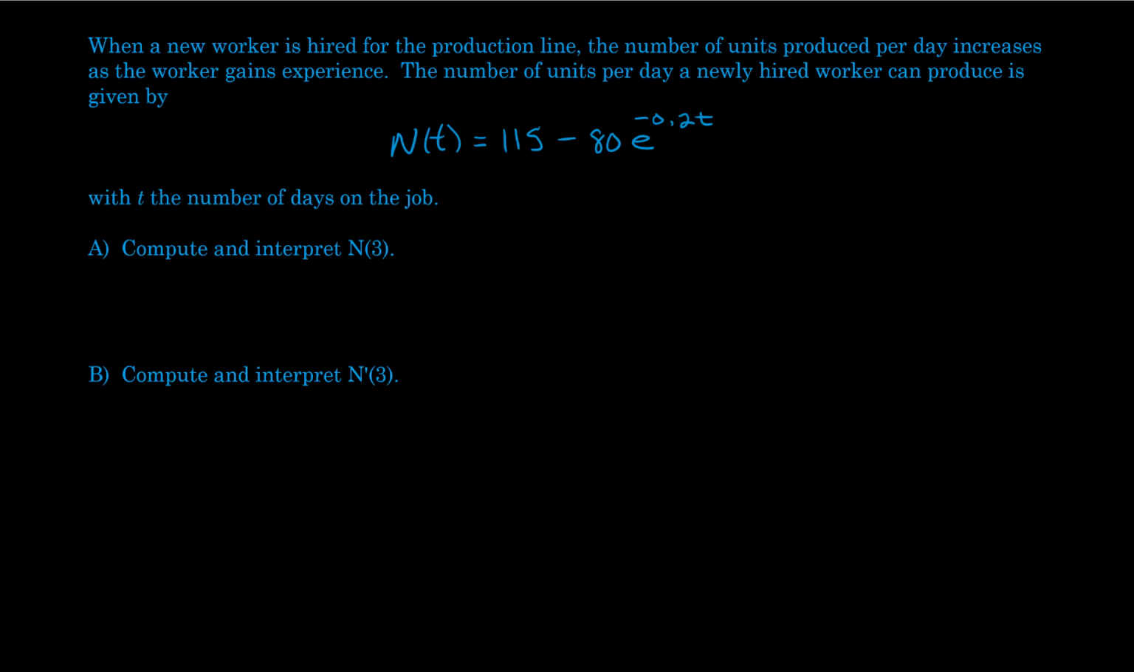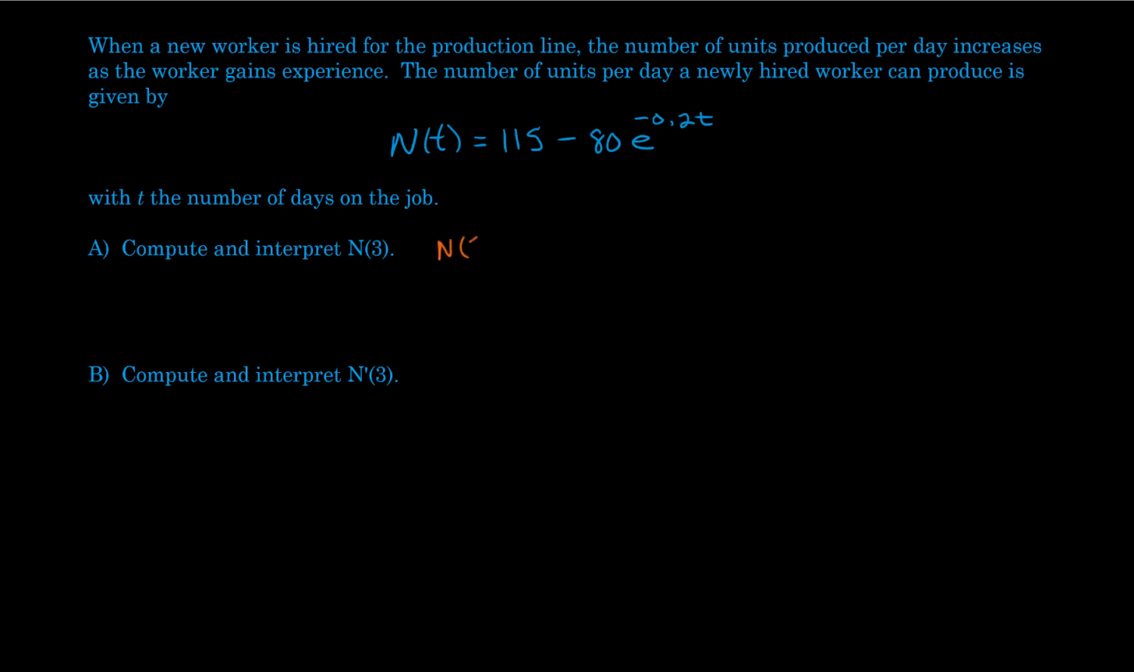Okay, so let's take a look at this one last problem here in this section. We're told that a new worker is hired for a production line, and the number of units produced per day increases as the worker gains experience. That makes sense. The first day, they're probably not going to be as productive as they are on the second day, etc. And it says the number of units produced per day by a newly hired worker is given by this equation. N of t equals 115 minus 80 e to the negative 0.2 t. Okay, so we're going to compute and interpret n of 3.